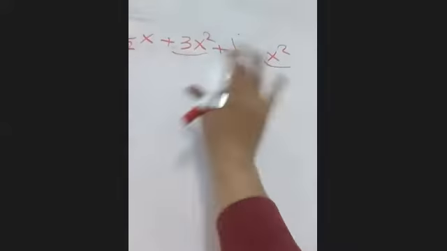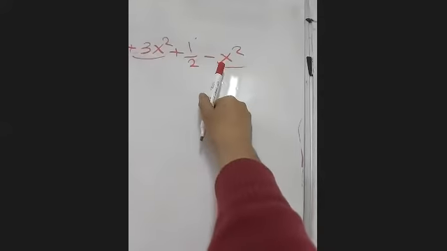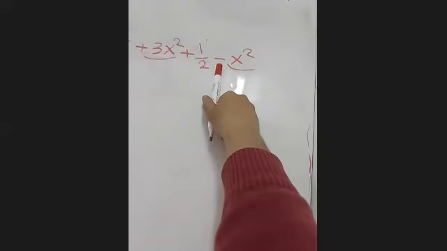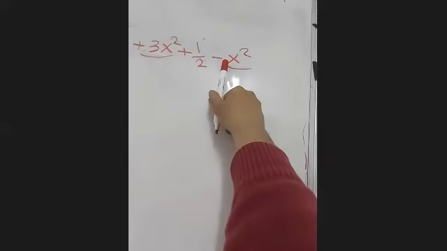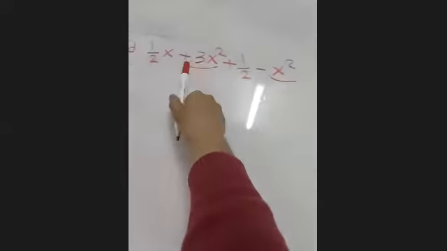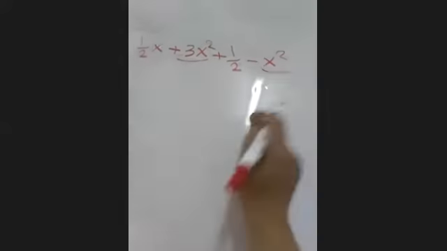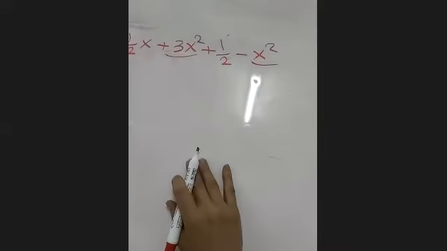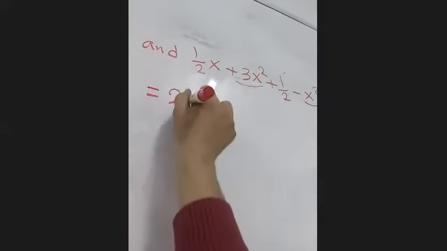So I can add or subtract. Here we have a 3x power 2. And here we have x power 2. But here what do we have? Minus. What's the number here? 1. So 3x power 2 minus 1x power 2. How much? Equal to x power 2. Excellent. So this is equal to x power 2.